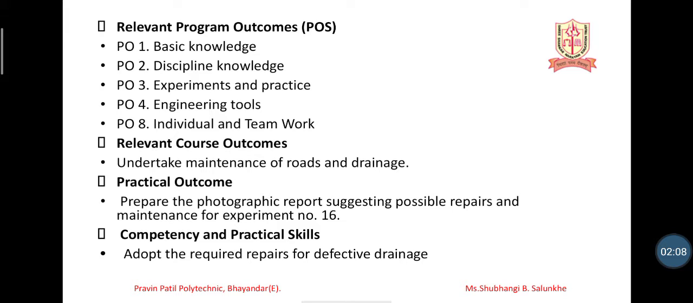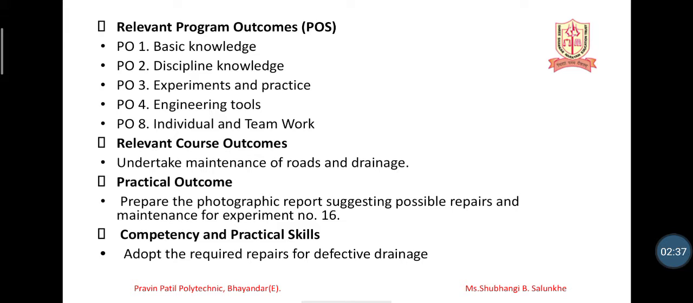Engineering tools means whichever tools you are using, you should have quite good knowledge about them. After you know their limitations, you can use that tool very expertly. Individual and teamwork means you can perform this experiment as an individual, as a leader, or as part of a team. These are the qualities we need while performing the practical.